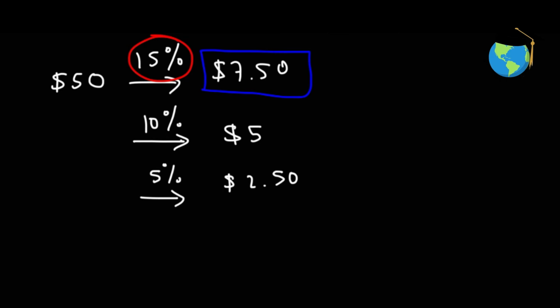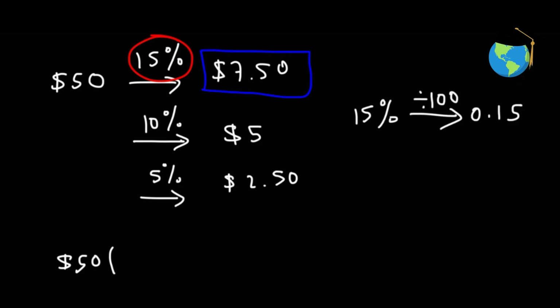Now here's how you can check your work. 15% of 50 is the same as $50 times 15% as a decimal. To convert a percent into a decimal, simply divide by 100. 15 divided by 100 is 0.15. So we're going to multiply 50 by 0.15. If you multiply these two, you're going to get $7.50. So that's going to equate to a 15% tip.